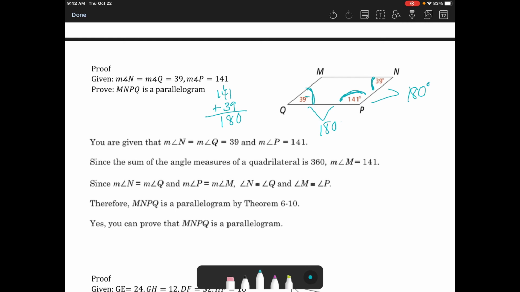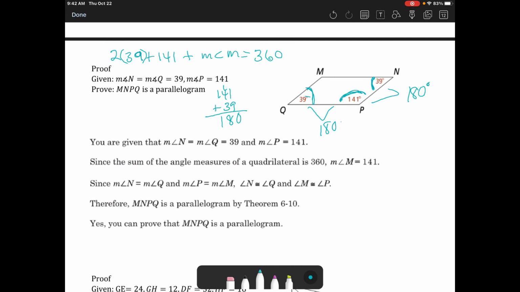Well, then we would have to add up all these angles and find the missing angle M to see if it is congruent to its opposite angle, P. So we have two groups of 39, so 2 times 39 plus 141 plus the measure of angle M is equal to 360.